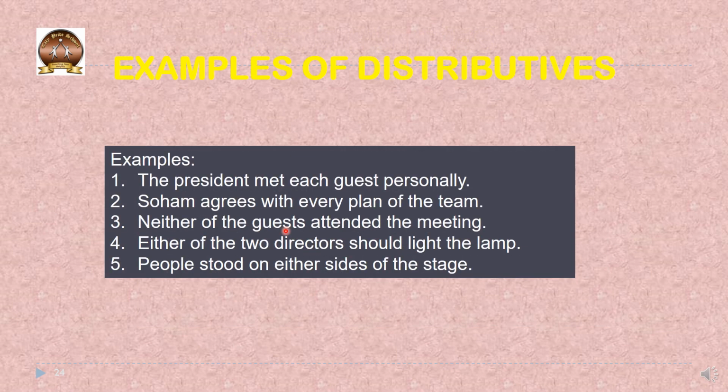These are some of the examples of distributives. The president met each guest personally. Soham agrees with every plan. Either of the two directors. You're talking about two directors. So out of these, either of the two, so not one, should light the lamp. So out of two, one needs to light the lamp. People should stand on either side of the stage.